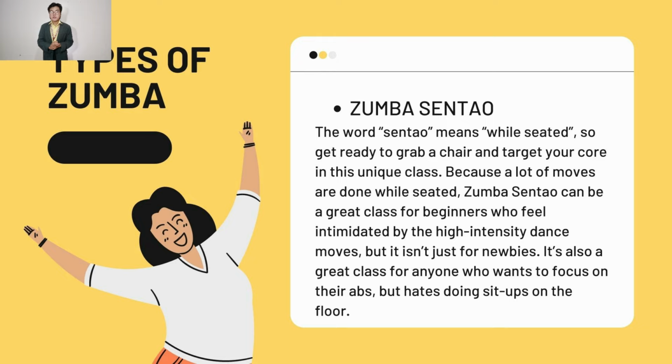So yun, the Zumba Sentao. The word Sentao means while seated. So get ready to grab a chair and target your core in this unique class because a lot of moves are done while seated. Zumba Sentao can be a great class for beginners who feel intimidated by the high intensity dance moves, but it isn't just for newbies. It's also a great class for anyone who wants to focus on their abs or core but hates doing sit-ups on the floor. So yon, the Zumba Sentao, from the word Sentao, it will be seated na kung saan it will be done in a dancing in a chair na kung saan habang naupo, sila ay nagsasayaw.